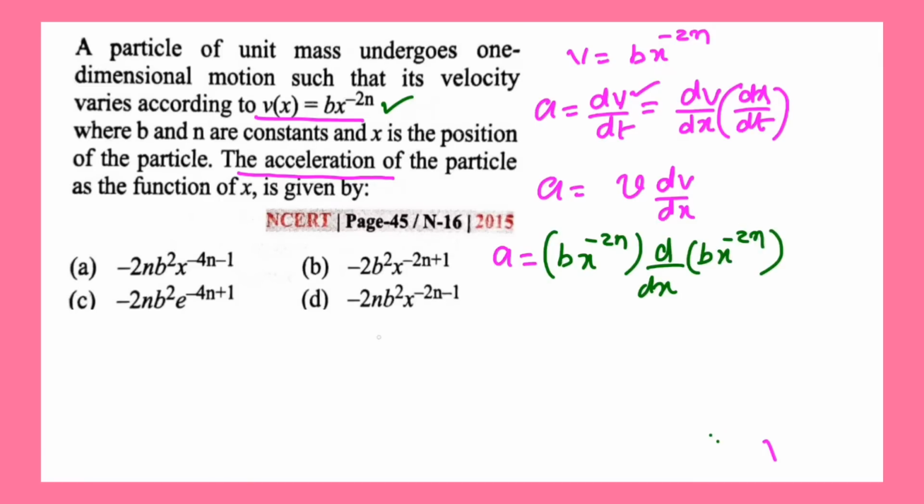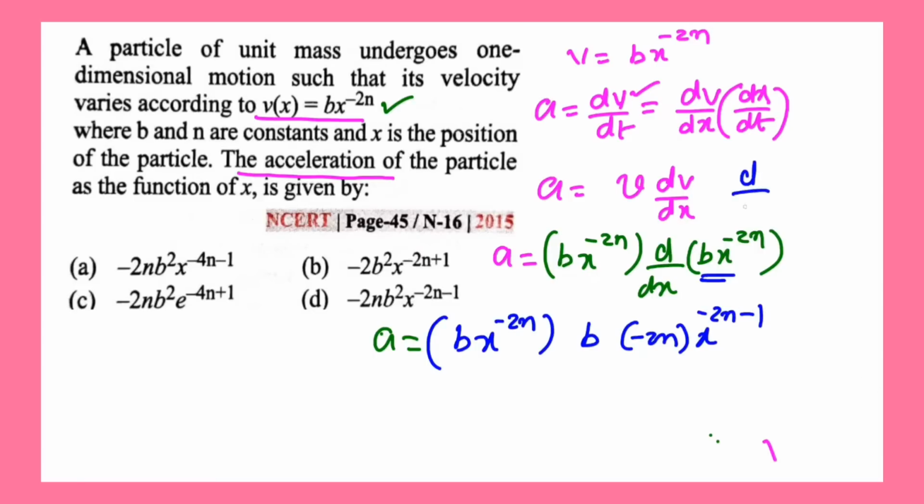Therefore acceleration a can be taken as, you can write b x power of minus 2n, times d by dx of b x power of minus 2n. If you differentiate this one, b is constant, and this can be taken as minus 2n into x power of minus 2n minus 1, because you all know d by dx of x power n is n x power of n minus 1. So here, what is n in this case? This is taken as x power n, so in the place of n you will write minus 2n. Therefore it is minus 2n into x power of minus 2n minus 1. You will write like this.